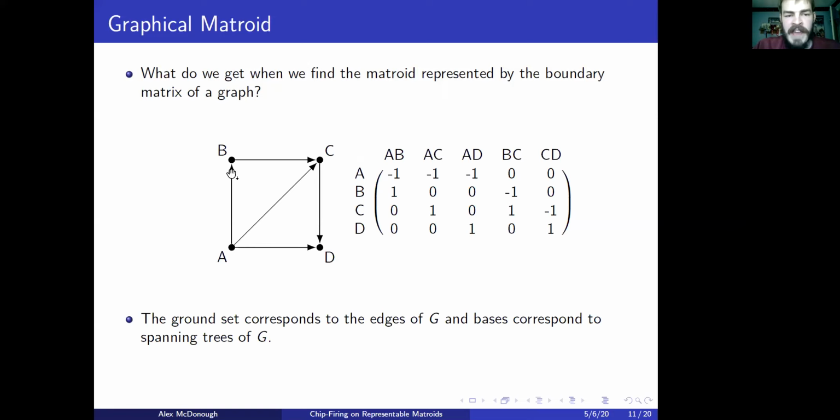In this case, like AB, BC, and CD, we can see after maybe working through it a little bit, that this would be a maximal linearly independent set of columns. So that would be a basis of our matroid, and that's also a spanning tree of G. And we already kind of worked with the fact that if you have a circuit, then you're going to have some sort of linear dependence relation because it's in the kernel of this matrix.